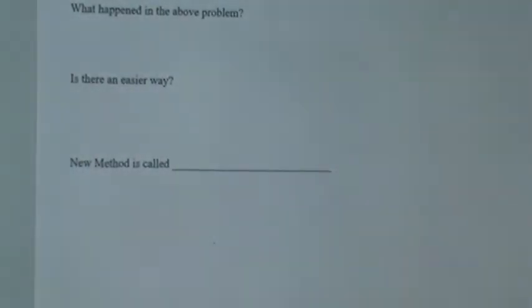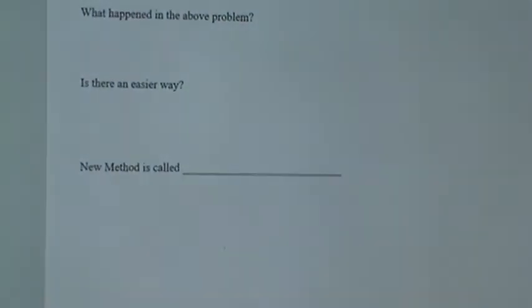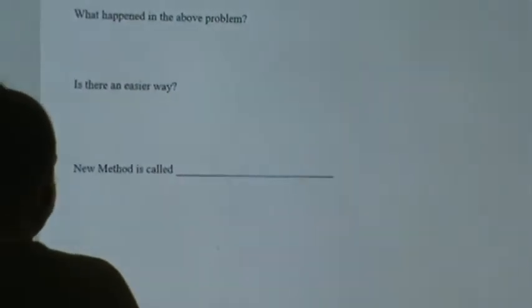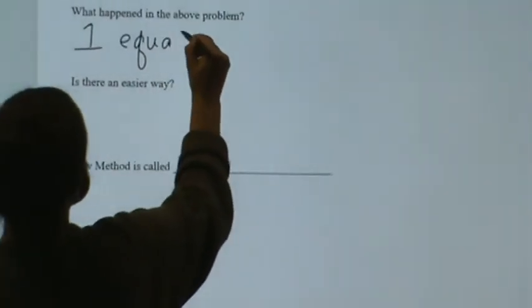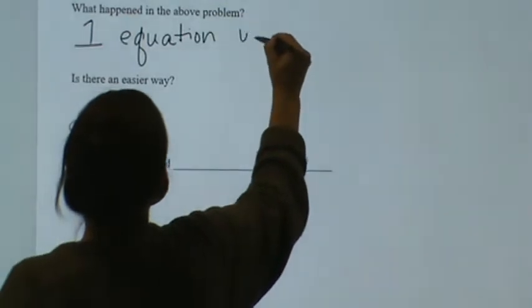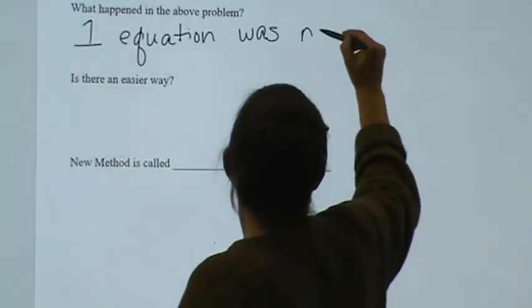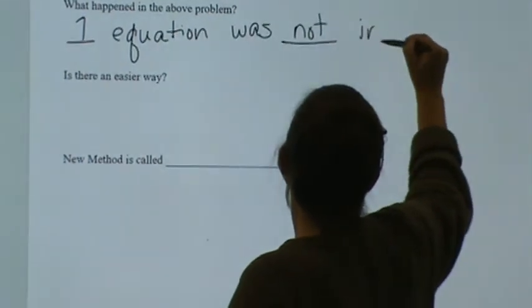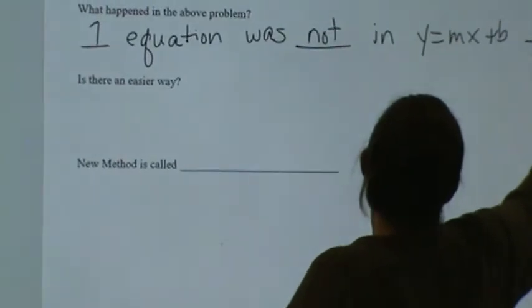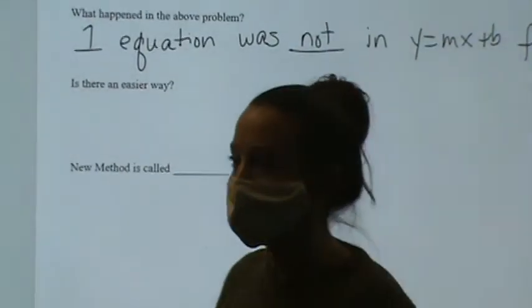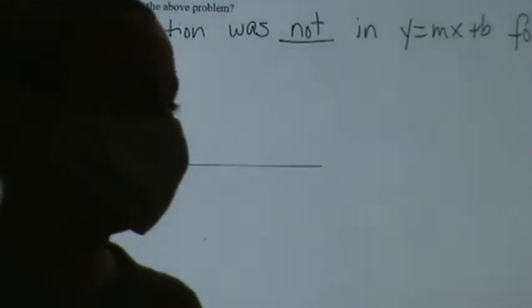What do we have to do on the left? What was the problem with this problem? There's a problem, okay? What was the second equation? Was it in a nice form? No, it wasn't. So what happens here is we had one equation that was not in y equals mx plus b.